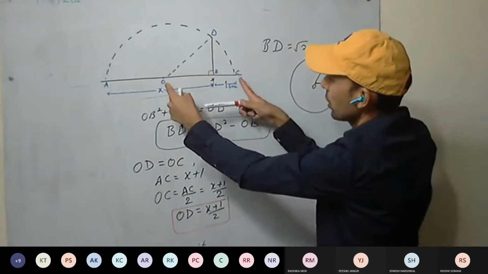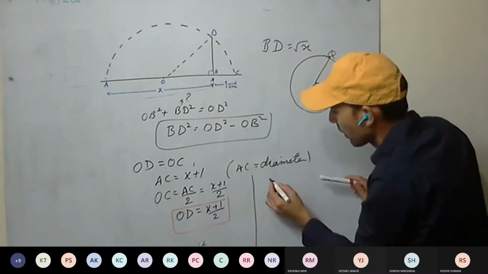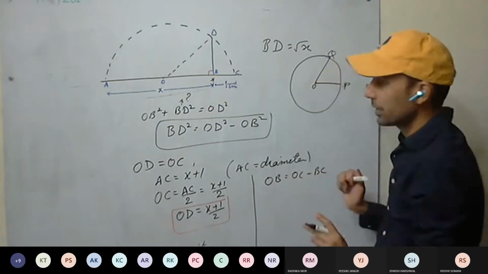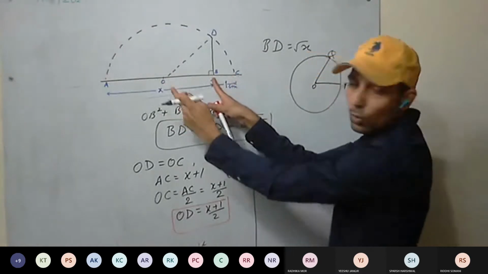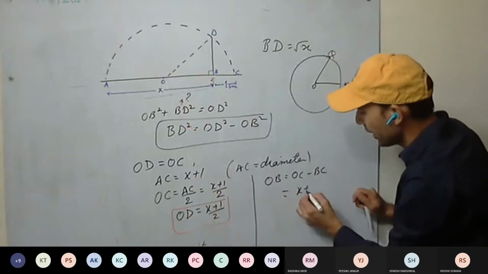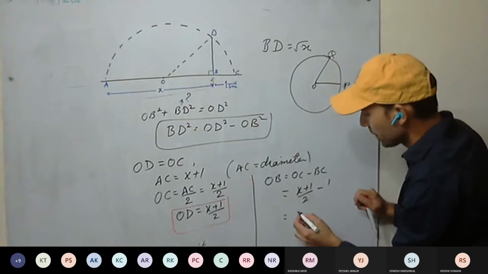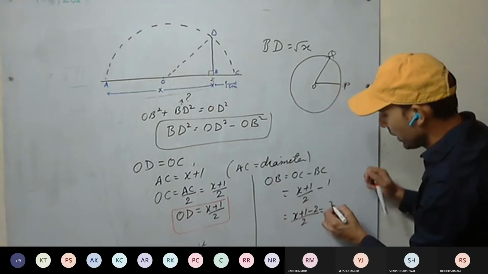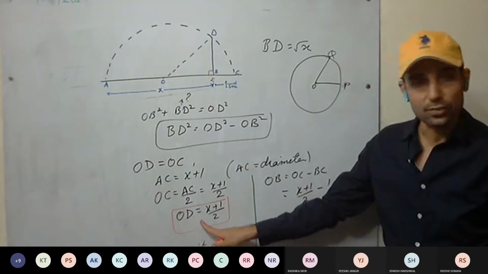OB is how much? OC minus BC. OC we already calculated: X plus 1 divided by 2. What is BC? 1. So it will be X plus 1 minus 2, whole divided by 2, that is X minus 1 divided by 2. OB as well we got. OD as well we got.